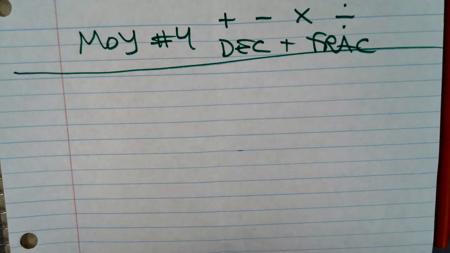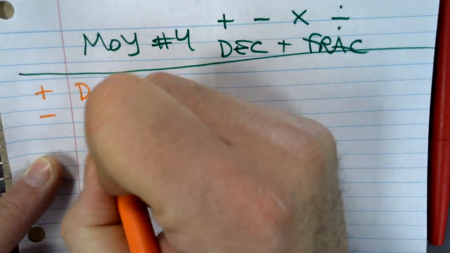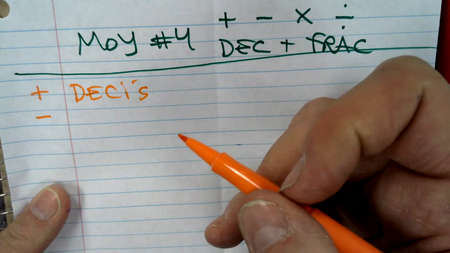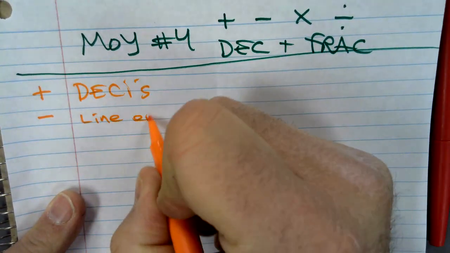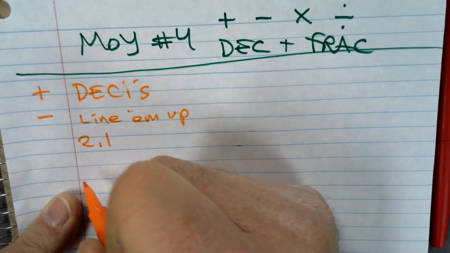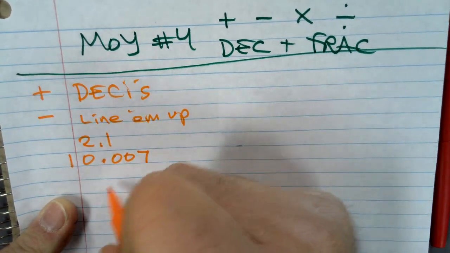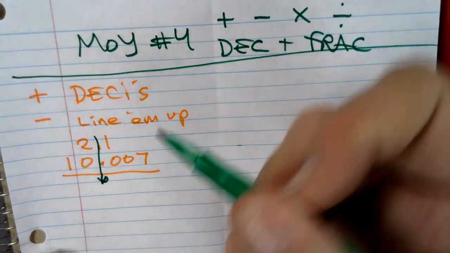As quickly as possible: plus, minus, times, and divide decimals and fractions. Plus and minus decimals, or "decies" as I like to call them, is the same as normal addition. The only thing is you have to line up the decimals. So if I have 2.1 and 10.007, you have to line up the decimal, whether I'm adding or subtracting.